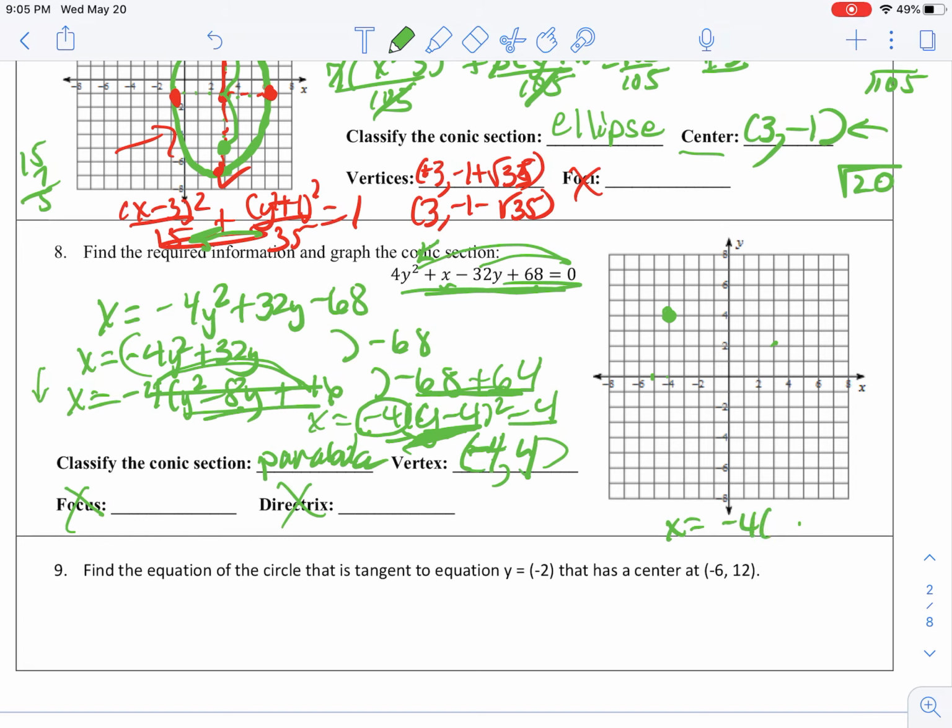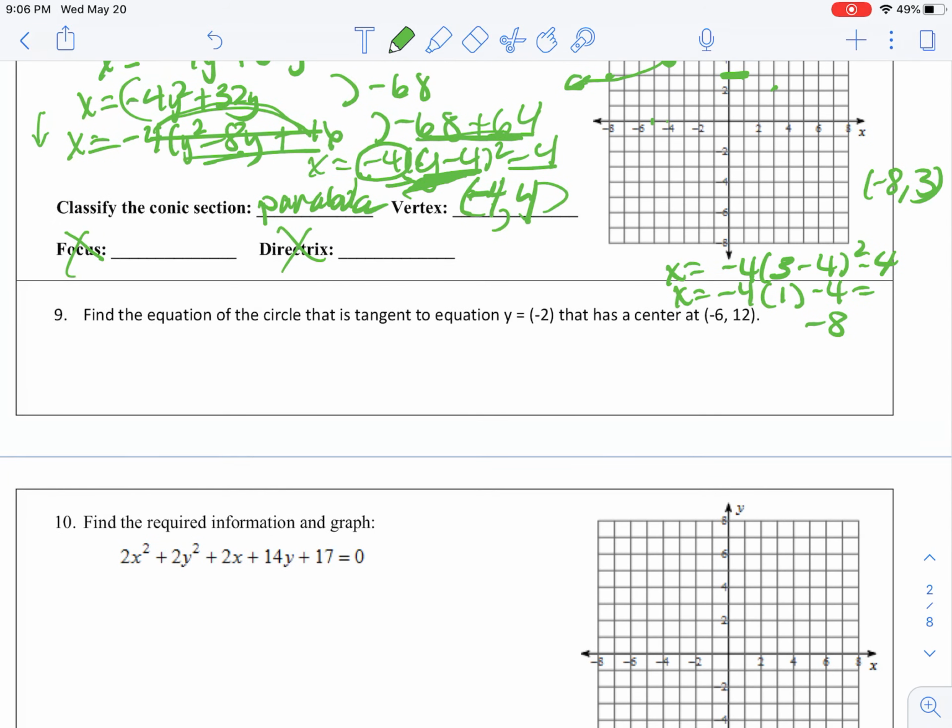X is equal to -4, y minus 4 squared minus 4. I'm going to put in 3 for y, and so I get x. My x coordinate is -1 squared minus 4, so I get x is -8. And so that wasn't bad. I have another point at x is -8 when I put in 3 for y. And so it's right here. It's going this direction, counting on my symmetry. And so that's that one.